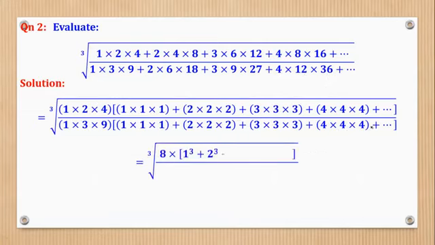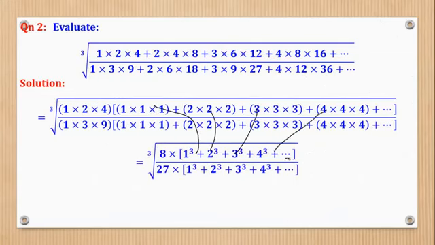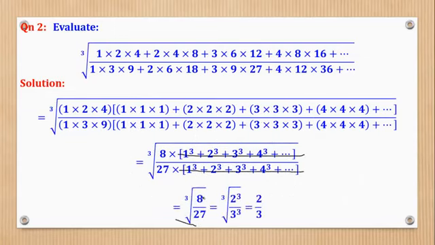Okay, now all those are cubes. This bracket gives 1 cubed, 2 cubed, 3 cubed, 4 cubed, and so on. Here the bracket gives 1 cubed, 2 cubed, 3 cubed, 4 cubed, and so on. So you realize that the whole of this can cancel, and you remain with the cube root of 8 over 27. 8 is 2 cubed, 27 is 3 cubed. So these two can go with this to remain with 2 over 3. And that's what they wanted.